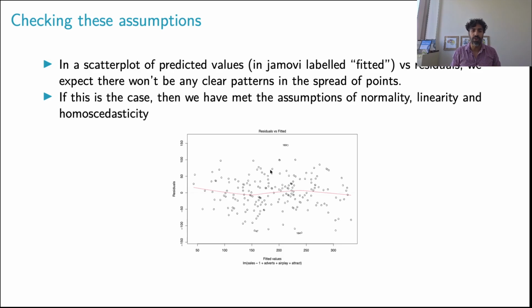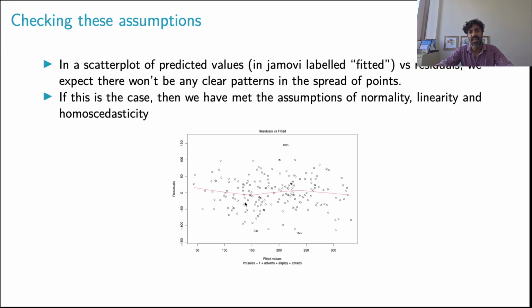What you're really looking for here is a diffuse cloud of data points, so that you can't see any pattern. It looks like a scattergun, or you're looking at the dots and you don't see any observable pattern. If this is the case, then we've met the assumptions of normality, linearity, and homoscedasticity. Normality of residuals, linearity and homoscedasticity. So this is sort of what we're looking for.